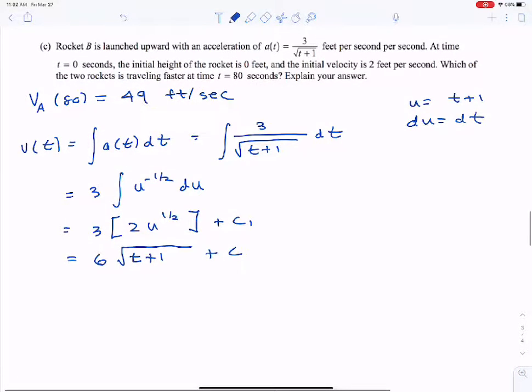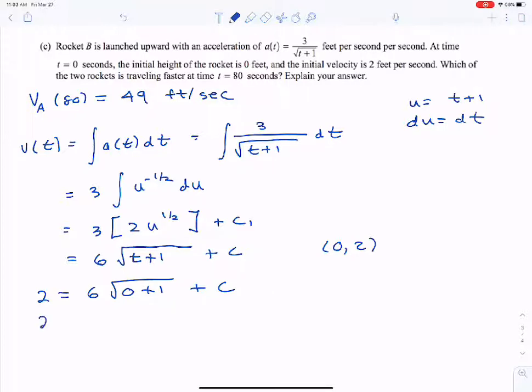So at time 0, I'm going to evaluate this at the point (0, 2), because that's our velocity function. So I get 2 equals 6 times (0 plus 1) plus c. And that is going to leave me with 2 equals 6 times 1 plus c. So I got negative 4 equals c.